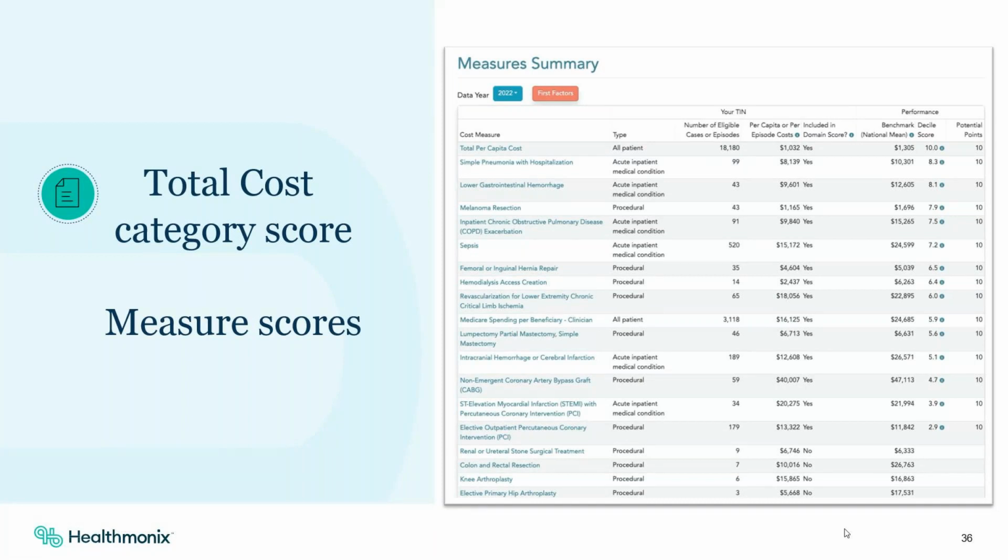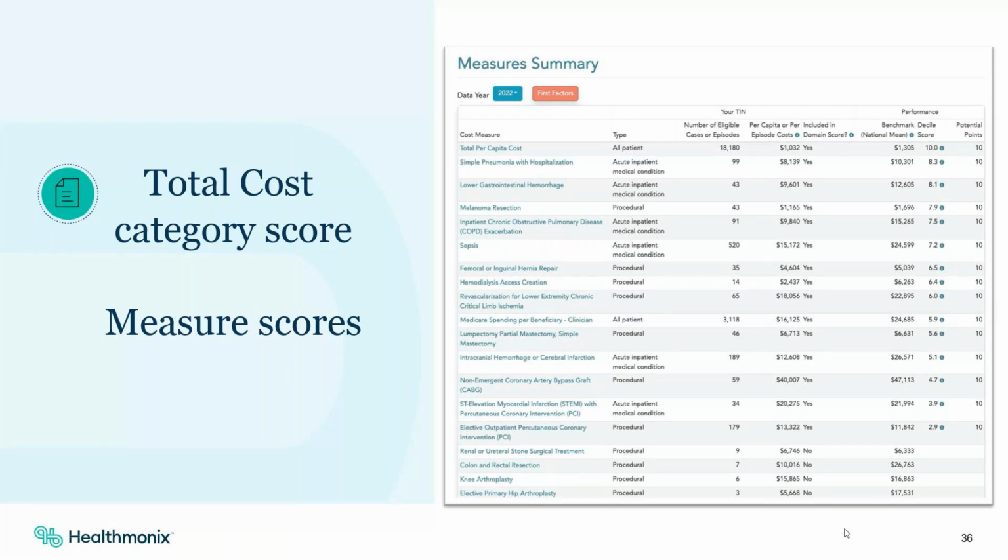Yes, so you can see under the measure type, there are several different types, which we've gone over a little bit, and each one of those has a different case minimum. So for like, I believe for TPCC, you would need 20 patients. And then for like a procedural measure, you would need to have 10 episodes. So you can see at the bottom here, we have several procedural measures, and those don't have 10 under their number of eligible cases. So those are not going to be included in the score because there's not enough information to determine a relevant cost score. So you would be exempt from those, and they won't factor in.